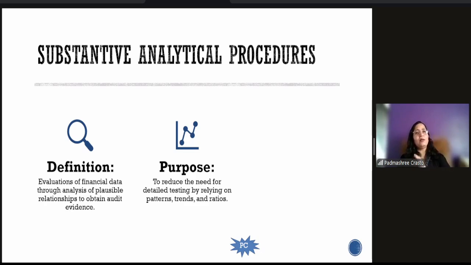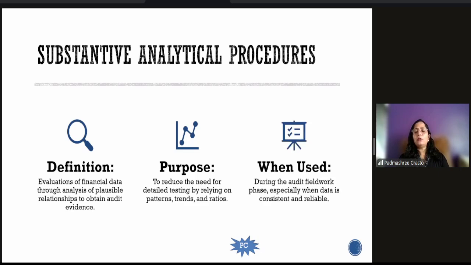So he does the audit on the basis of this, and in conclusion, again you say, okay, everything is fine. So that kind of connection also has to flow from planning to execution to closure. The purpose of SAP is more like reducing the need for all this kind of detailed testing by relying more on the patterns, trends, and the ratios. So the data can speak more and more to you.